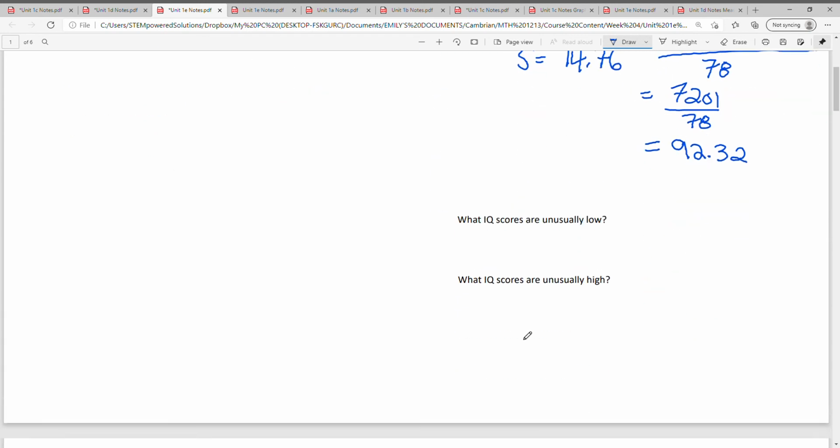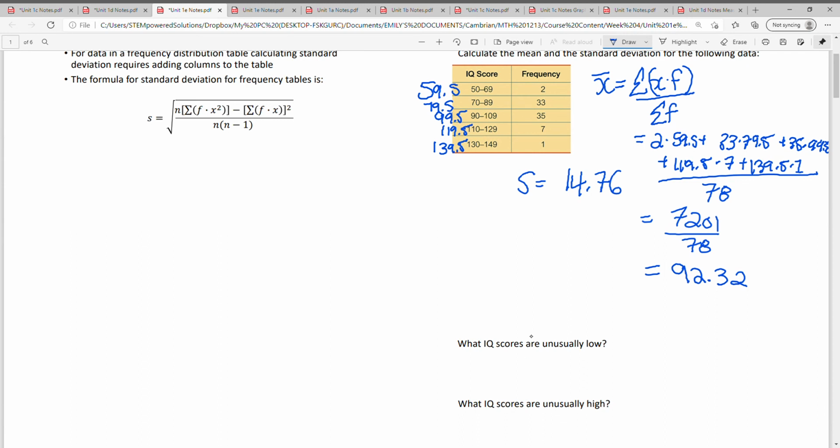What IQ scores are unusually low? So that would be the average minus 2 standard deviations, which would be 92.32 minus 2 times 14.76. This would be equal to 62.8.